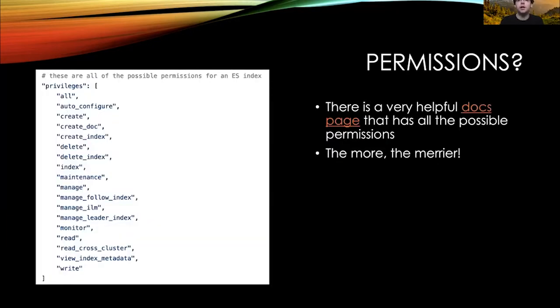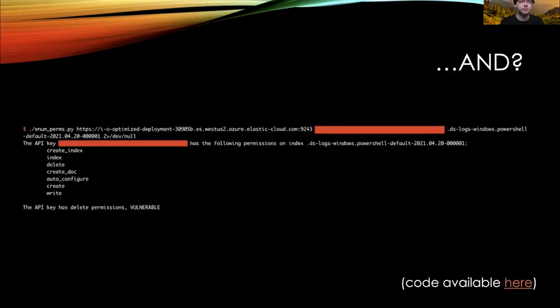Next, I need to identify a list of permissions to check. I found a helpful Elasticsearch documentation page that has all of the possible permissions for an index. So I just grabbed all of those and threw them in a list to provide in my API request. A couple of key ones that I noticed are the delete and delete index ones. I knew that if an attacker can delete data from these indexes, that would definitely be a big problem. So those were two that I was particularly interested in seeing if they were available.